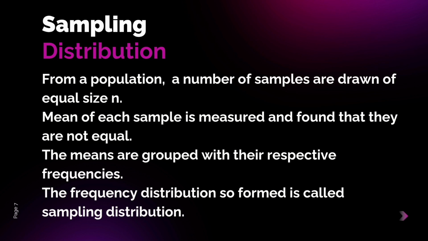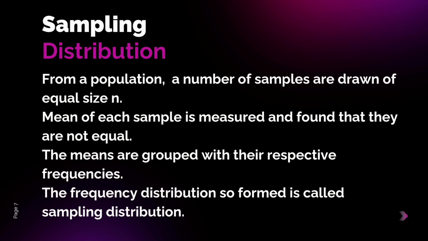Now, another quite important topic, that is sampling distribution, right? So what is this? From a population, a number of samples are drawn of equal size n, right? Now the mean of each sample is measured and found that they are not equal, right? The n is nothing but the equal size of the samples, where each sample has a different number of elements in it. So the mean of each sample is measured and found that they are not equal, right?